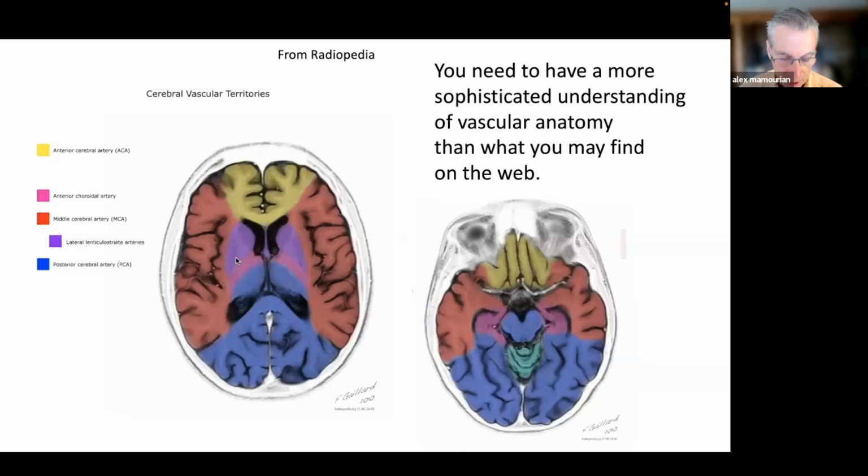They indicate that the basal ganglia are supplied by the lateral lenticulostriate arteries. The lateral lenticulostriate arteries come off of the M1 segment. Here you can see this would come off of the M1 segment. So with a proximal M1 occlusion, you often have infarcts that involve the basal ganglia. But there's a subtlety that I want to make you aware of here.